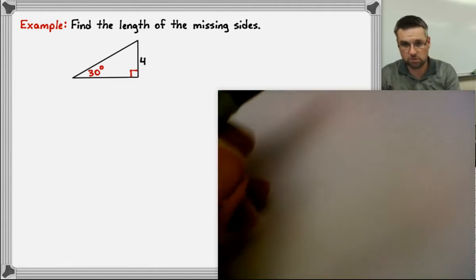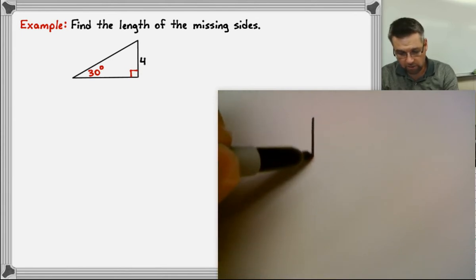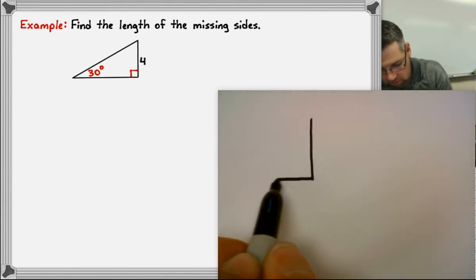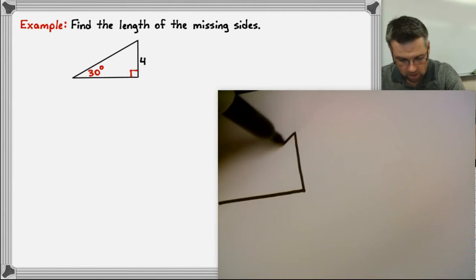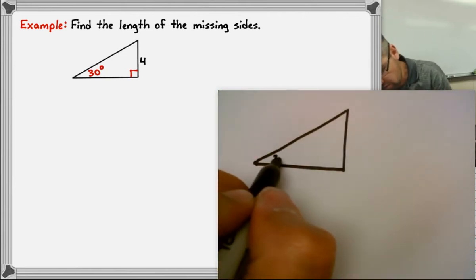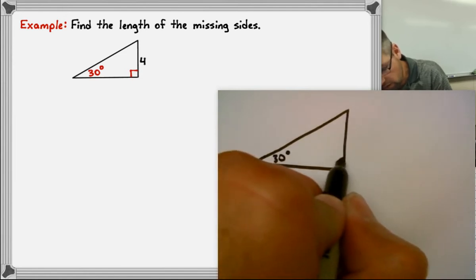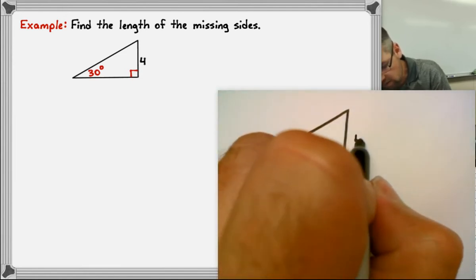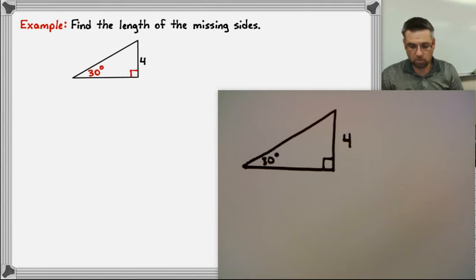So what I'm going to do is I'm going to draw this triangle that I'm given here. Draw this triangle. And we're going to find the missing sides. You go, well, there's not enough information to find the missing sides. I only know a 30-degree angle, a 90-degree angle, and then this side is 4. Normally, I need another side.